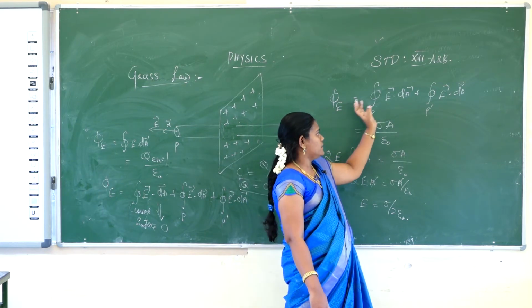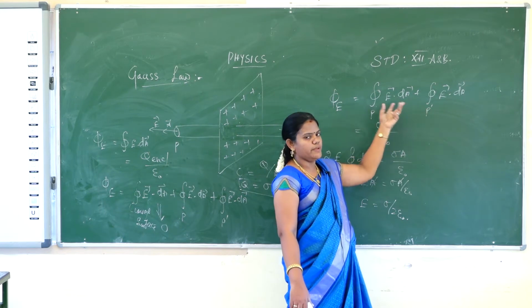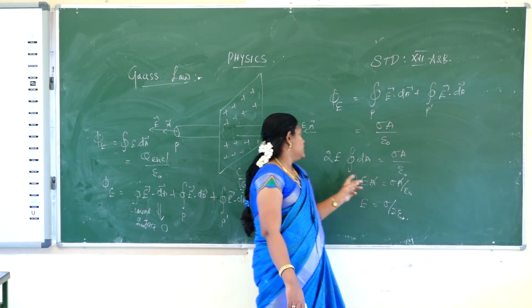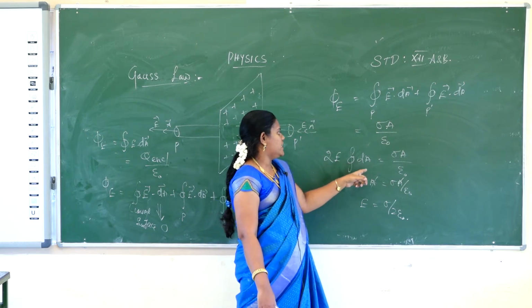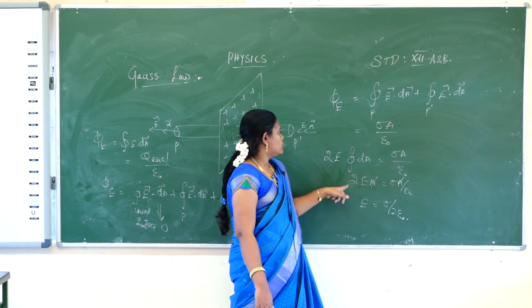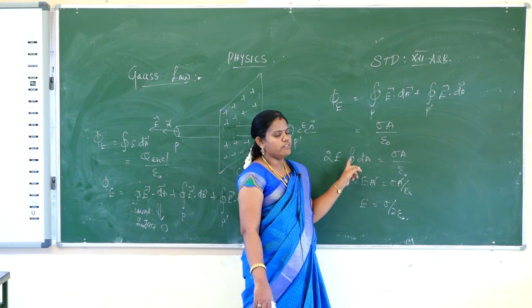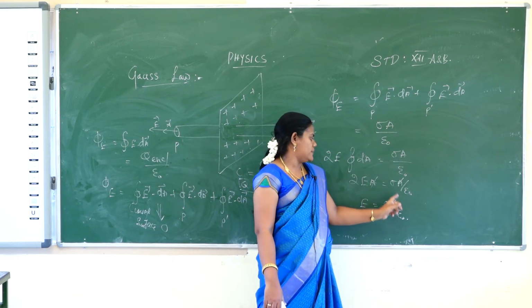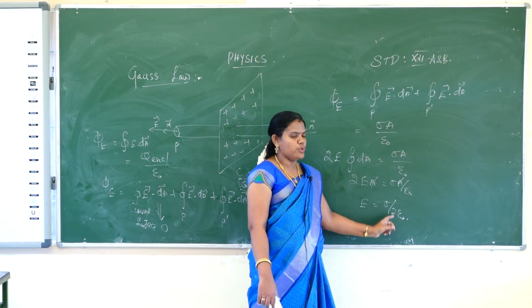So the two terms are the same, so E will be taken outside. So 2E integral of dA. So 2E times the closed integral of dA is equal to sigma A by epsilon naught. Integral of dA is equal to A. So 2EA is equal to sigma A by epsilon naught. E is equal to sigma by 2 epsilon naught.